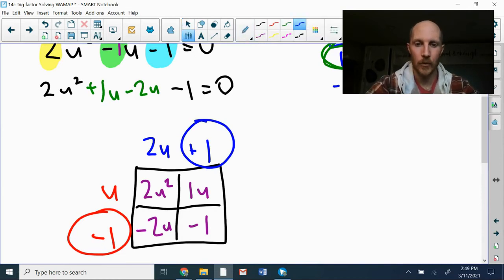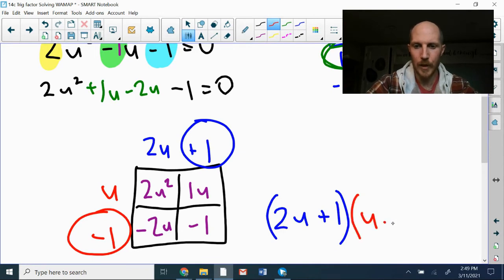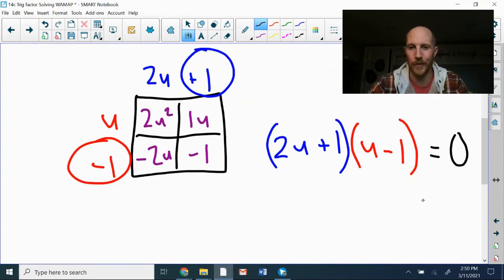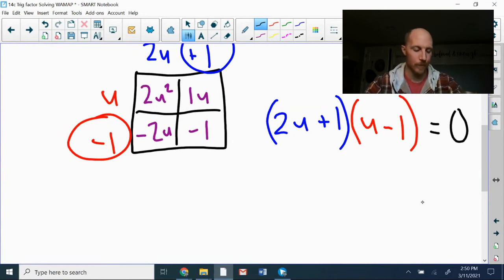Okay, let's write down the factors. 2u plus 1 from the blue ones is one factor. And in red, I got u minus 1. Okay, we need to remember this equals 0. Okay, we haven't done anything with the 0 yet, but it has to be there. Otherwise, we can't actually do anything else. So as long as this is equal to 0, we're good.